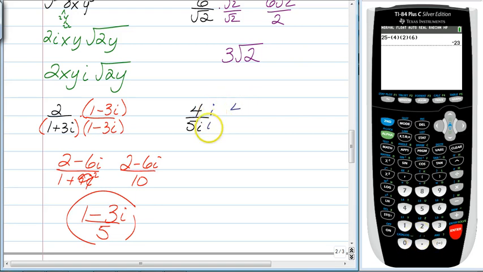This, you just have to multiply the top and bottom by i. So that's going to give you 4i over 5i squared. i squared is a negative 1, so your final answer is just negative 4i over 5. And you are good to go.